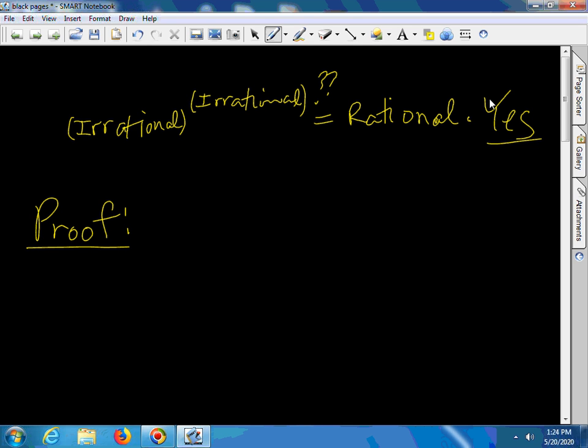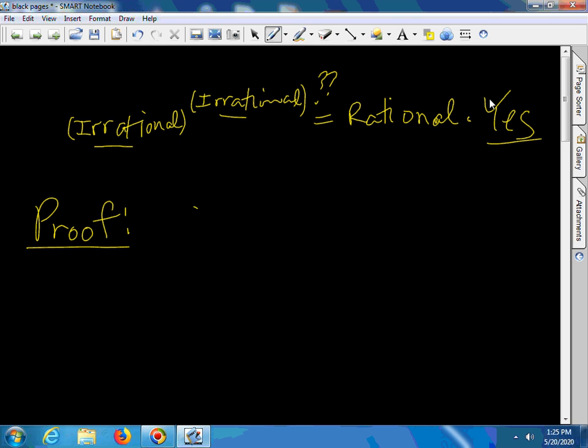I'm going to show that there does exist an irrational number that, when you raise it to another irrational number, you get back a rational. Not going to show you what those two numbers are, but I'm going to show that they exist.